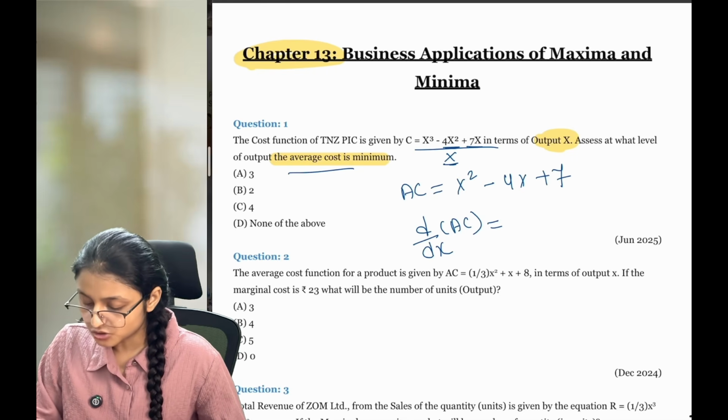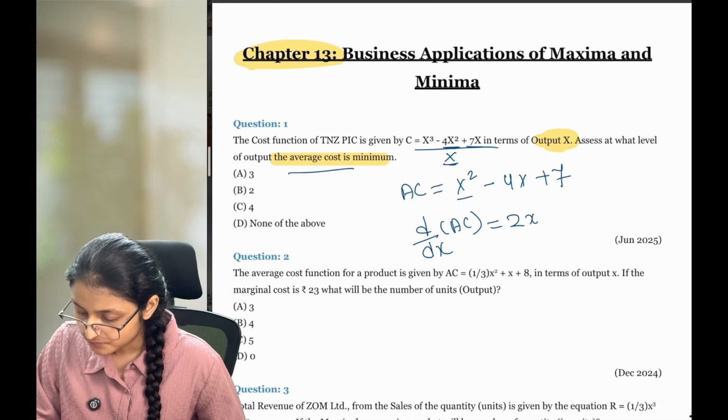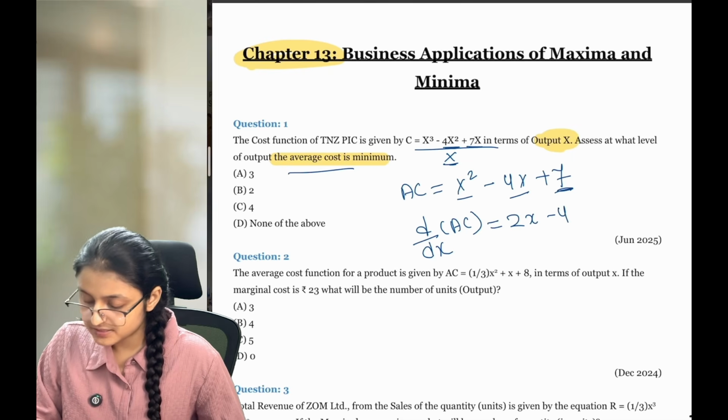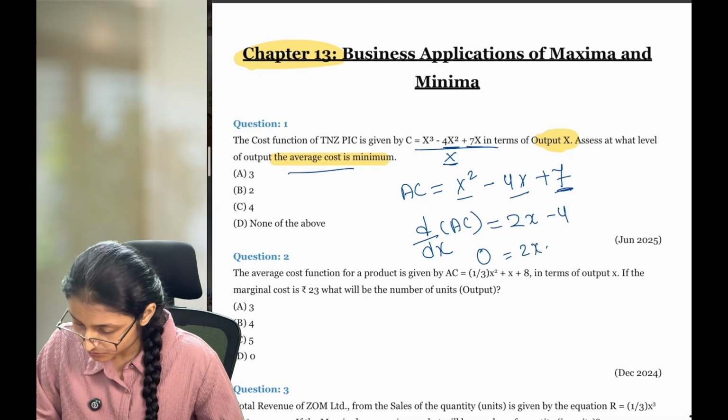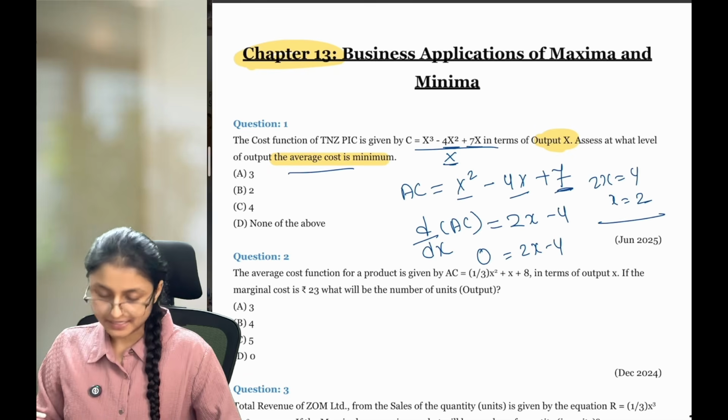So first calculate the first order derivative, which is 2x minus 4. This 7 is a constant number, hence it will become 0. So keep the first order derivative equal to 0. 2x is equal to 4, x is equal to 2 is what we are getting as the value.